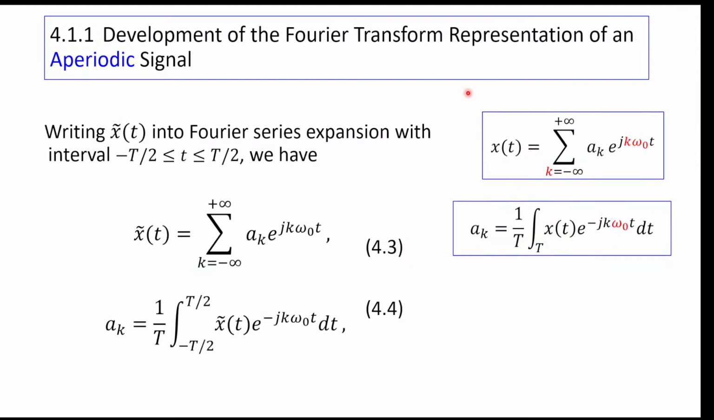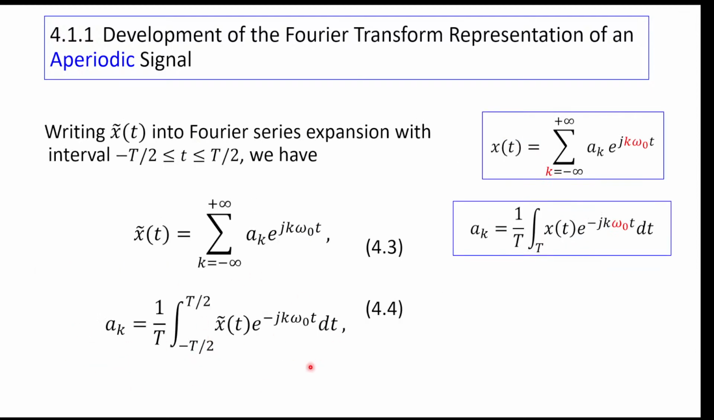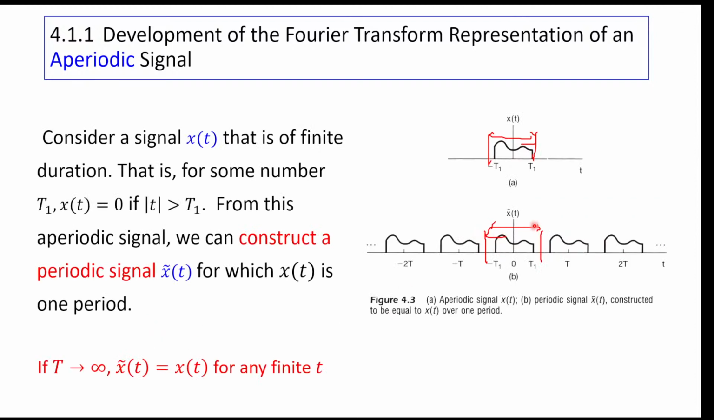So for x tilde of t we can write the Fourier series representation. We have the synthesis equation and the analysis equation here. So a_k is this integration over one period of x tilde of t. Okay, so we start with this a_k equation, and we see something funny. It's over one period, from -T over 2 to T over 2. But in terms of this integration, integrating over x tilde of t and integrating over x of t is the same, because it's the same signal over one period.